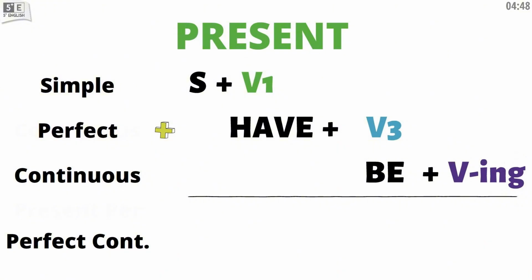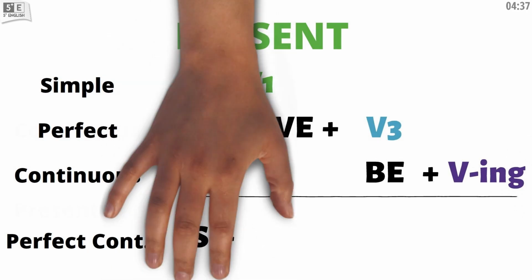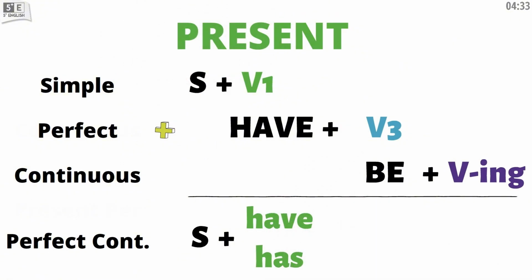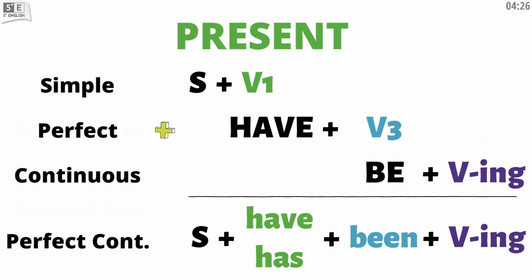And please remember that the next part always goes directly below the verb in the previous part, so be will go directly below verb 3. Now let's combine these from top to bottom. We bring the subject straight down. Verb 1 of have is have or has. Verb 3 of be is been. Verbing adds a blank space, so we bring verbing straight down. Finally, we have subject plus have or has plus been plus verbing. That's the formula for the present perfect continuous tense.